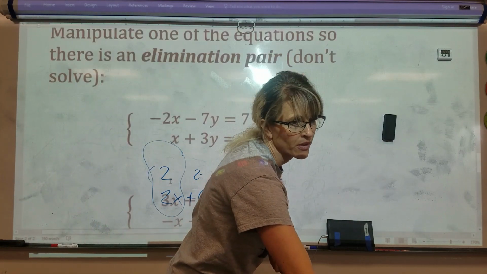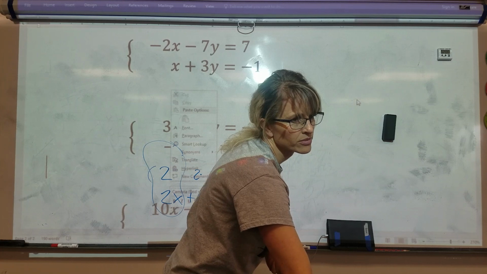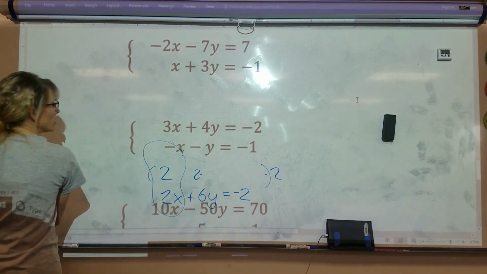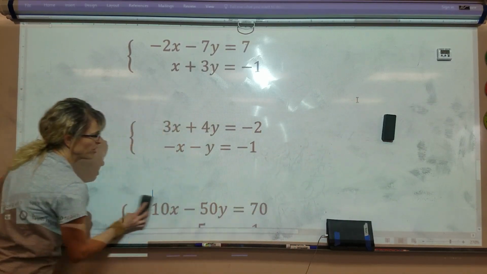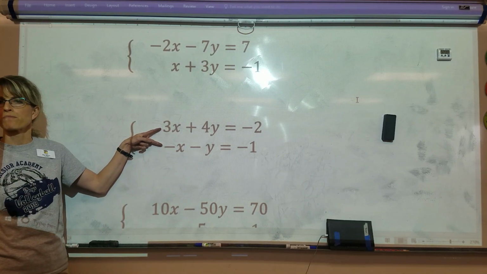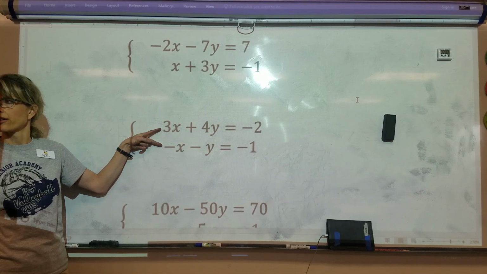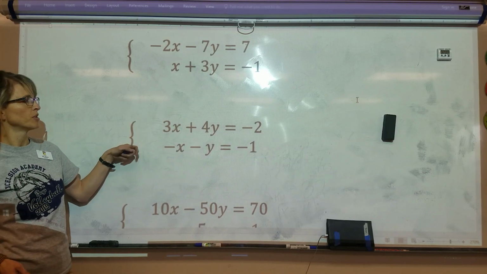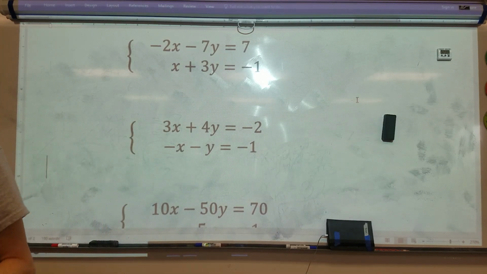Let's do another one. The next one is right here in the middle. How would I get an elimination pair out of these two? What would I multiply by to get an elimination pair? Okay, write it on your papers. Do it real quick. I give you 20 seconds. It's a real quick one.